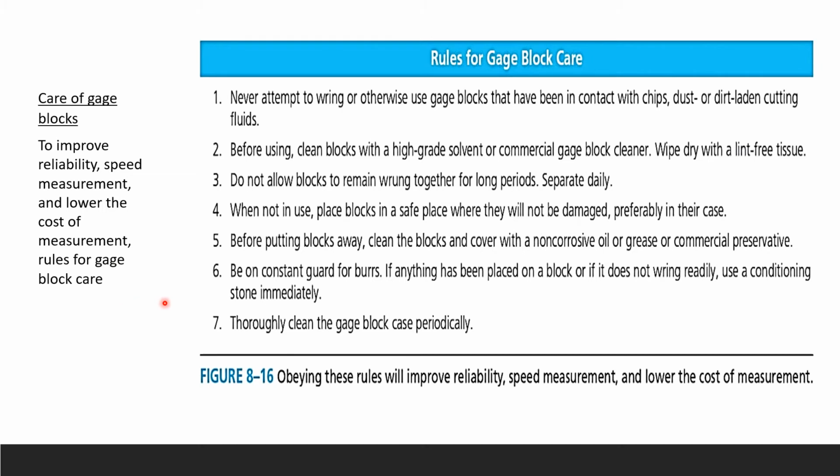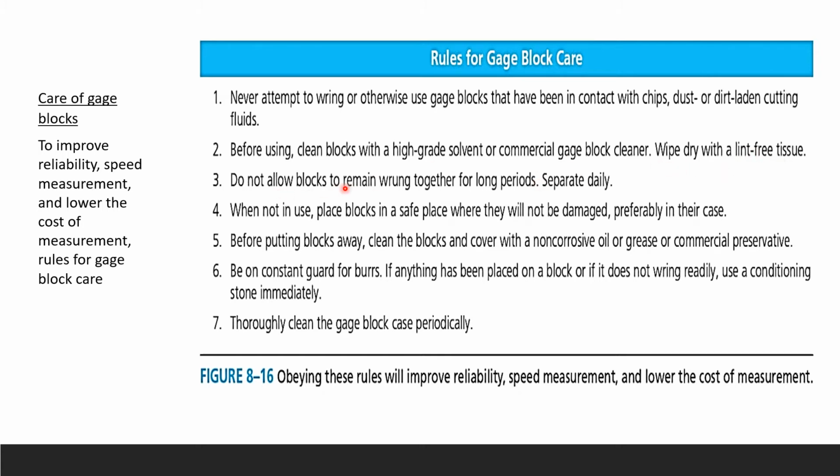So the rules for gauge block care: never attempt to ring or otherwise use gauge blocks that have been in contact with chips, dust, or dirt-laden cutting fluids. Before using, you definitely need to clean them with a high-grade solvent or commercial gauge block cleaner. In the lab, we use a lint-free tissue. We call that surface wipe.